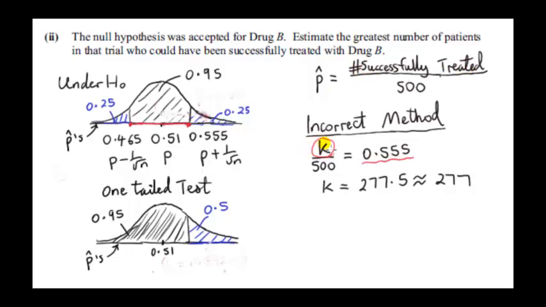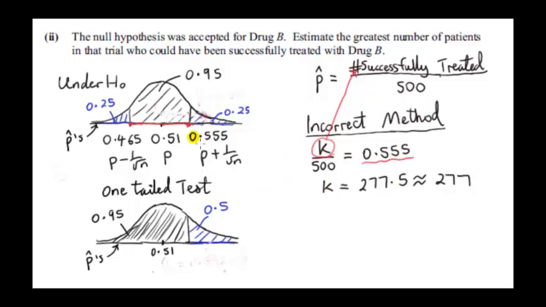I'm just letting k be the number of people successfully treated. We would solve this equation and we get a value for k. Of course, k must be an integer. It's the number of people. We don't round up to 278 because then we're into the rejection region. So we have to round down to 277. Anyway, that's an incorrect method.